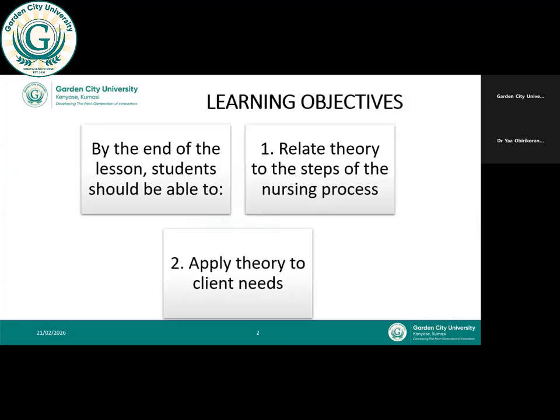So by the end of this session, this is actually a very short lecture, we have two objectives. One, to relate theory to the steps of the nursing process. I believe you know the steps, and so when I get there, I'll be asking you. And then also to apply the theory to the care of our patients.